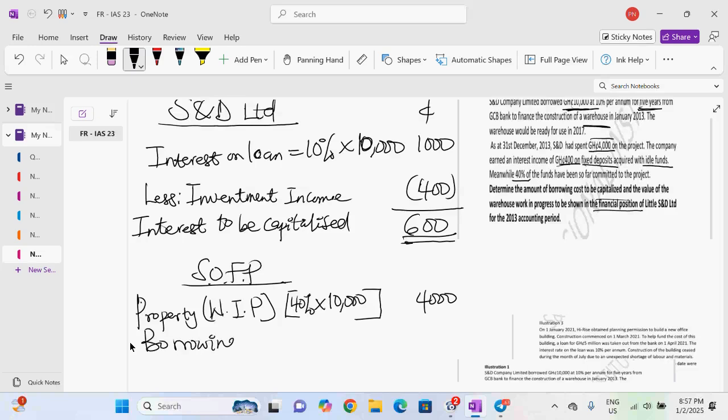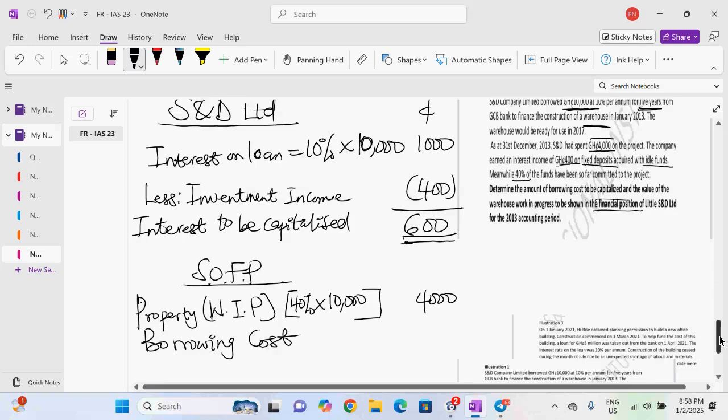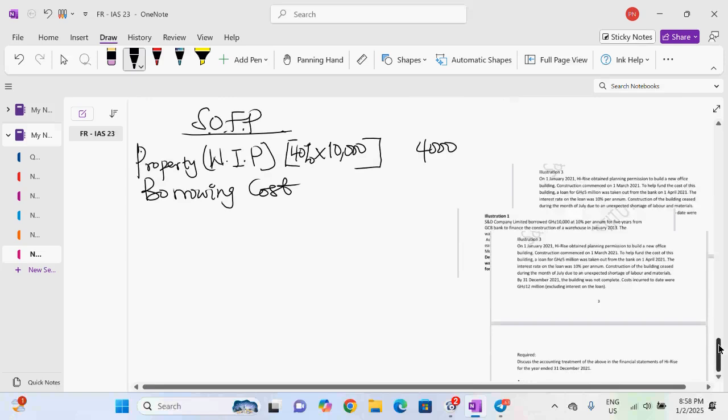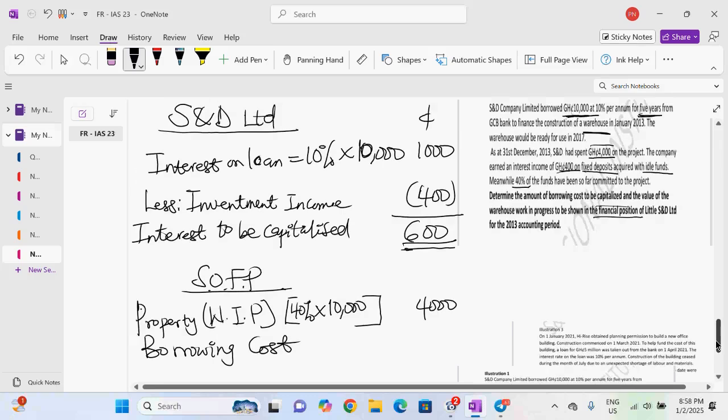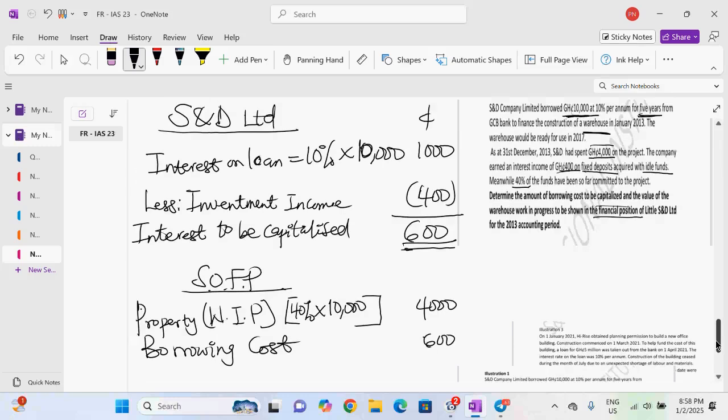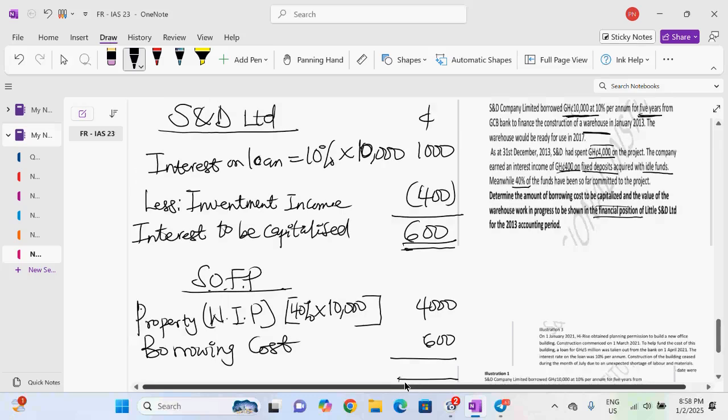So how much is the borrowing cost to be capitalized? And capitalized means you are adding to the cost. So with this one, we are capitalizing it. Therefore, what will be the value in the books? The value in the books will be 4,600. So that is the value of work in progress to be shown in the financial position.